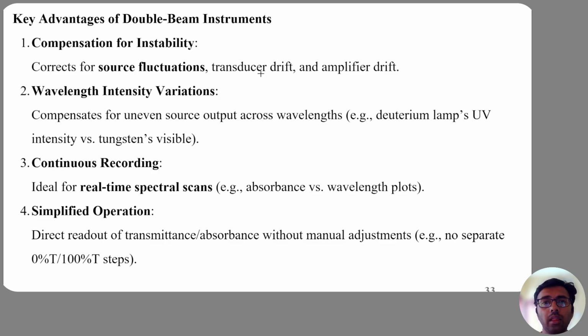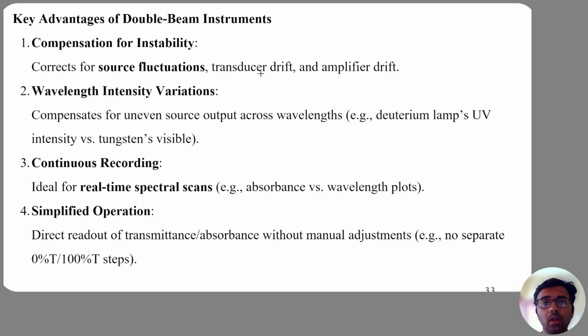Let us summarize why double beam instruments are preferred. First, they compensate automatically for source instability. Second, they correct detector and amplifier drift in real time. Third, they compensate for wavelength dependent lamp intensity variations. Remember, deuterium lamps dominate the UV, tungsten lamps dominate the visible region.